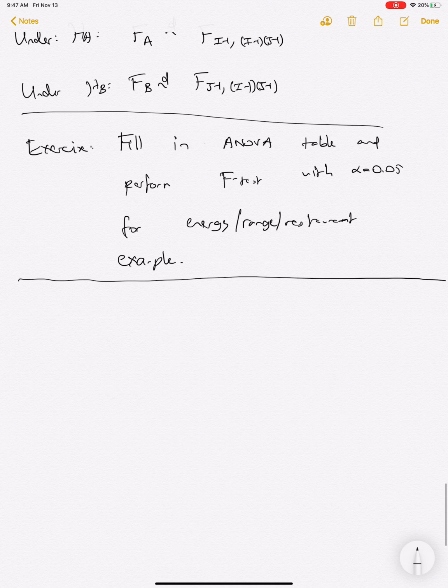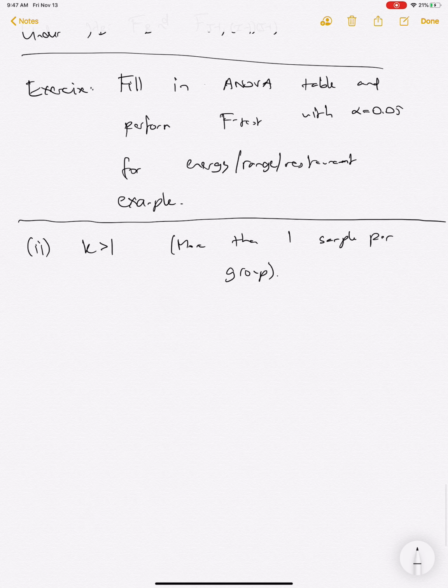Now let's look at the second case here. K bigger than 1, so more than one sample per group or subgroup. Okay, and so the voting is a good example to think about because clearly you're going to have more than one person who's from Wisconsin. In a poll, ideally, you'd have more than one person who's from Wisconsin who had a college level education and so on. So that's a pretty common scenario.